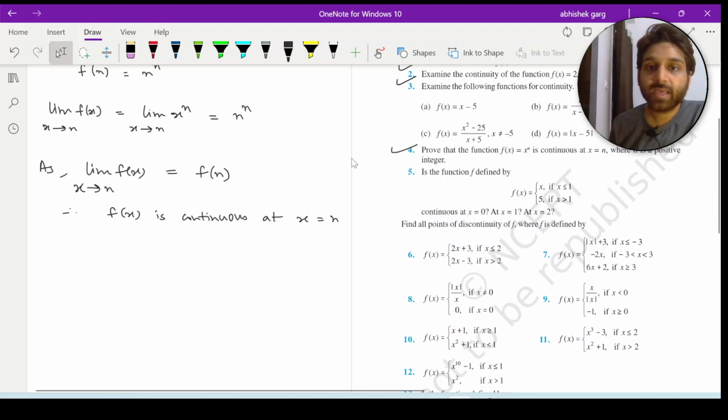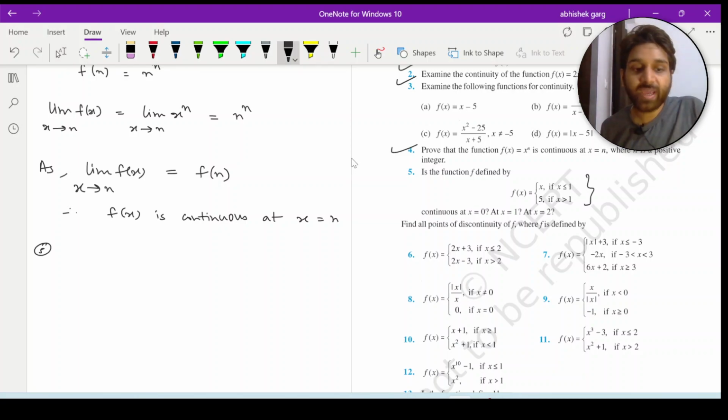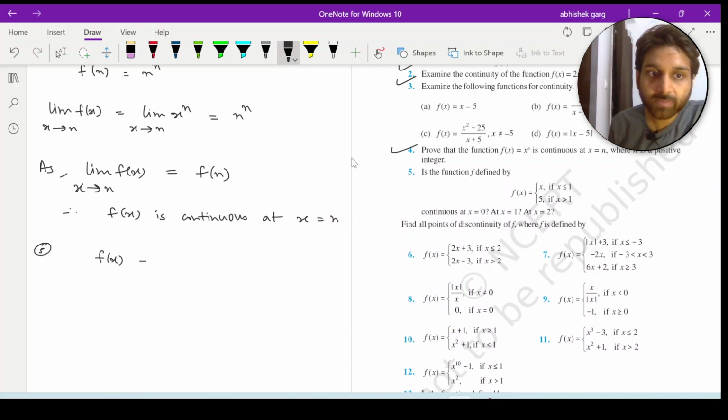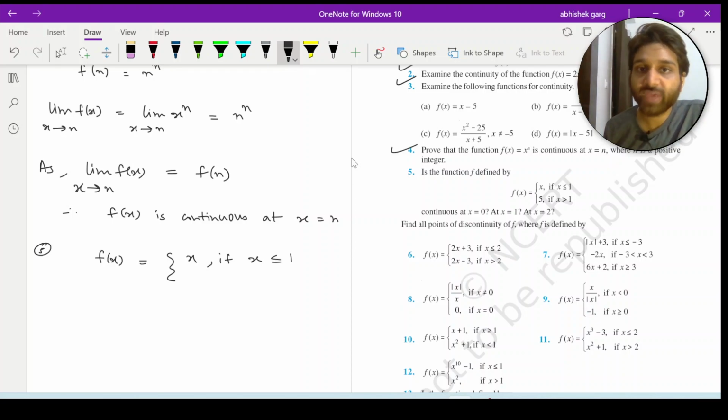Question number 5 is saying, is the function f defined by f(x) equal to x if x is less than or equal to 1 and 5 if x is greater than 1, continuous at x equal to 0? So let me write the function here. f(x) is equal to x if x is less than or equal to 1. What do we mean by this? It means that if the value of x is equal to 1 or if the value of x is less than 1, then f(x) is equal to x. And if the value of x is greater than 1, then in that case the value of this function is equal to 5. So this is how the function has been defined.